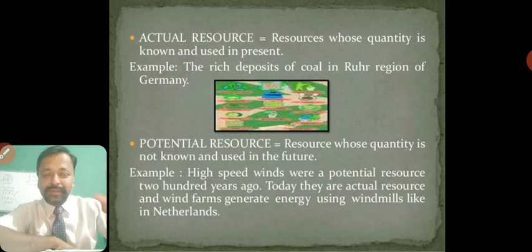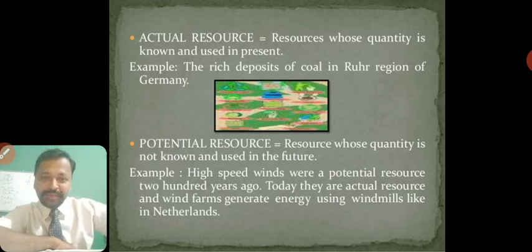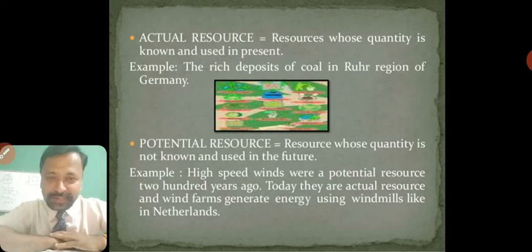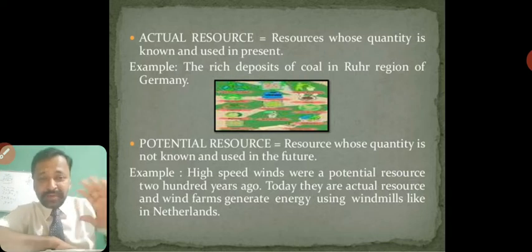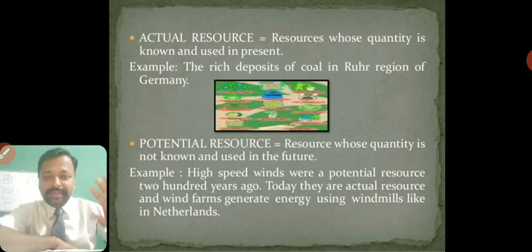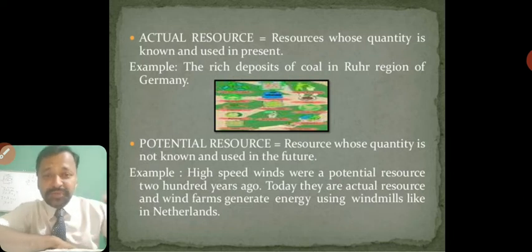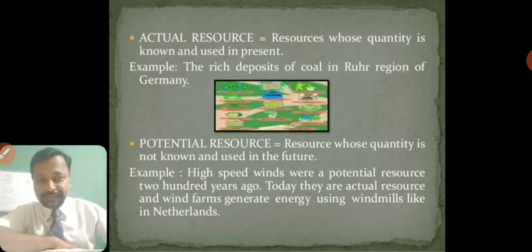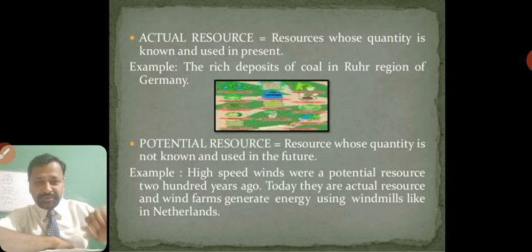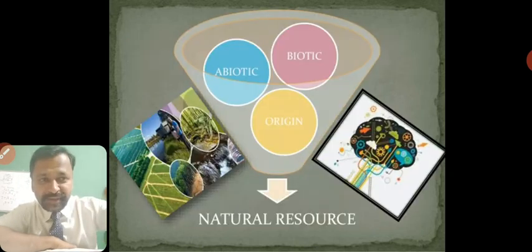So okay, we're not going to go very deep. All these things will come in your future, in your 9th class and 10th class. So just try to understand. Actual resource is something we know the stock of and we are using it. Potential resource is something which we are going to use in the future. Okay, we go to the next point.